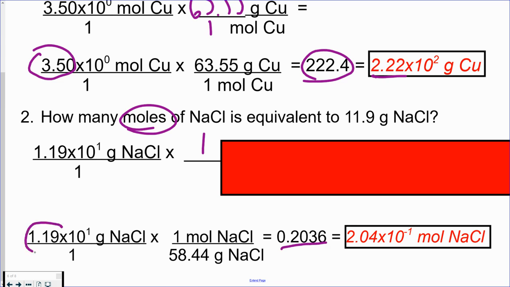Since we can only have 3 sig figs due to 11.9, we're going to round that 3 up by the 6, giving us 2.04 times 10 to the negative first, because I moved it back 1, mole NaCl. That's half of the one-step problems that you might see. Let's go to the other half.